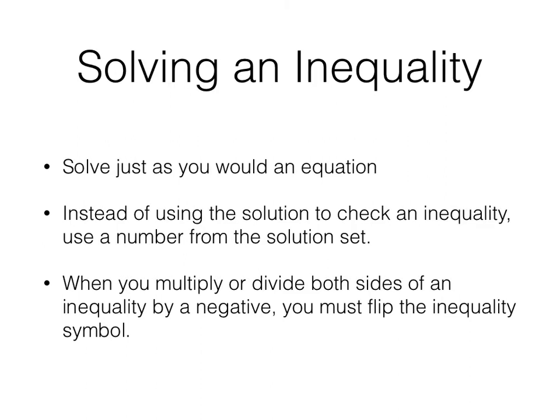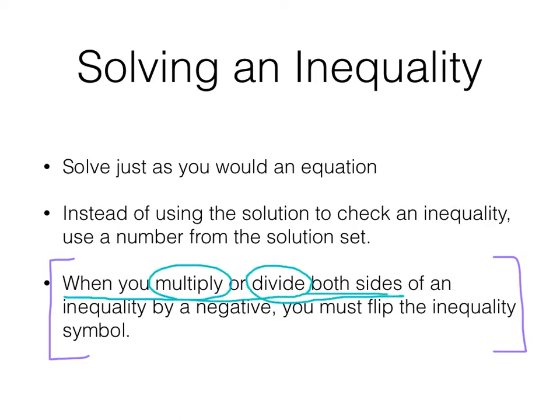Guys, this right here is what we're all going to mess up the most. So I need you to make a mental note right now to be with me, be paying attention, and let's talk about this little tidbit one more time. It says when you multiply or divide both sides of an inequality by a negative, you have to flip the inequality symbol around. Let's talk about why that is, and then we'll do some examples.